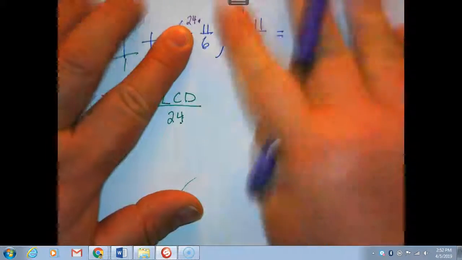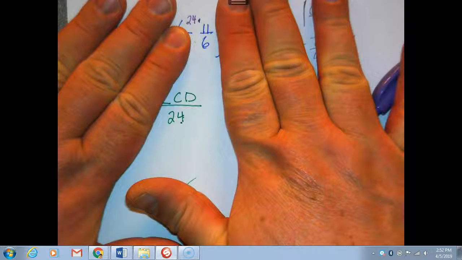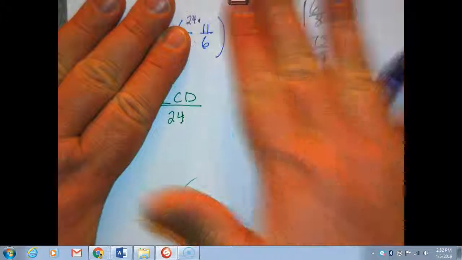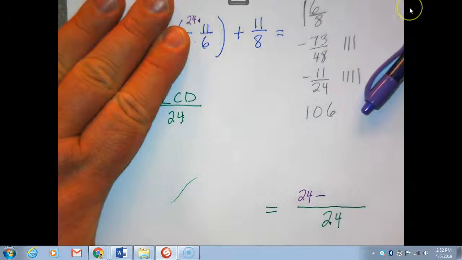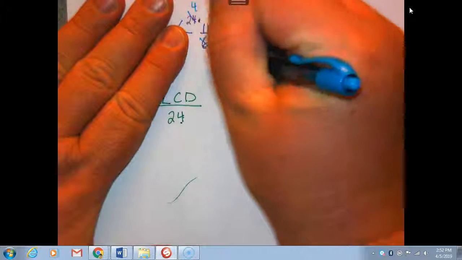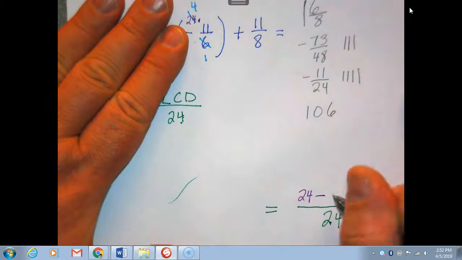Okay, I'm just looking at this now. 24. Can I cancel anything out before I multiply it by 11? 6 goes into 24 how many times? 4. 6 goes into 6 once. So I have 4 times 11 is what? 44.